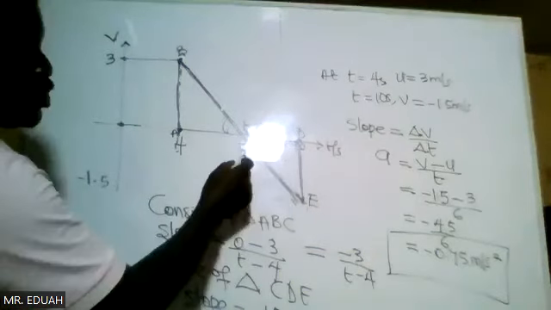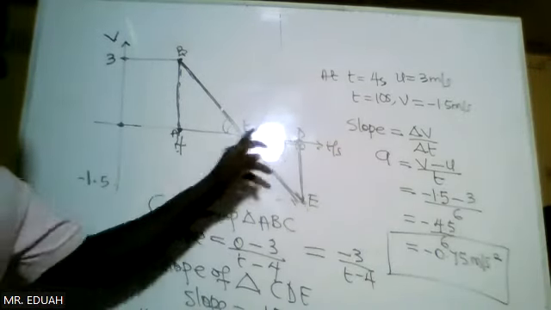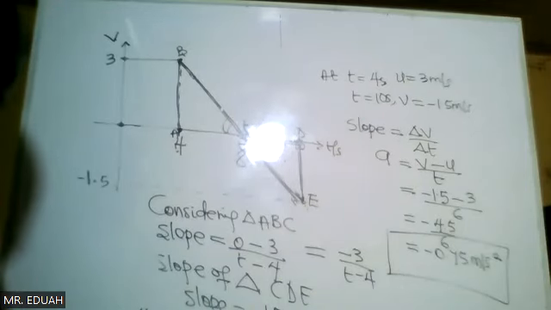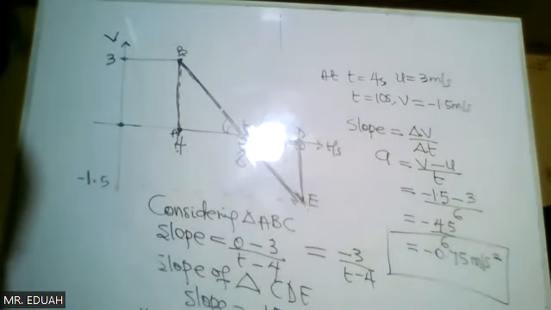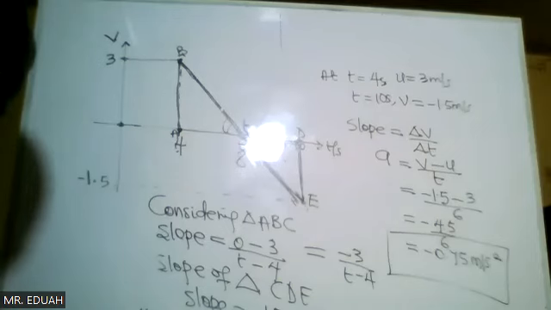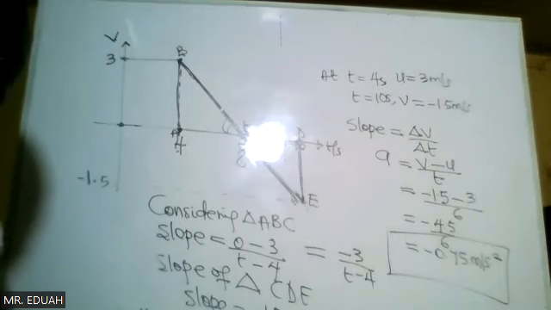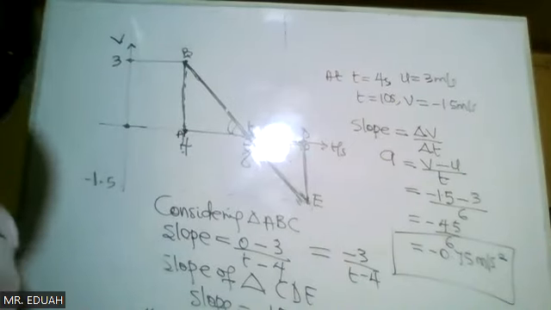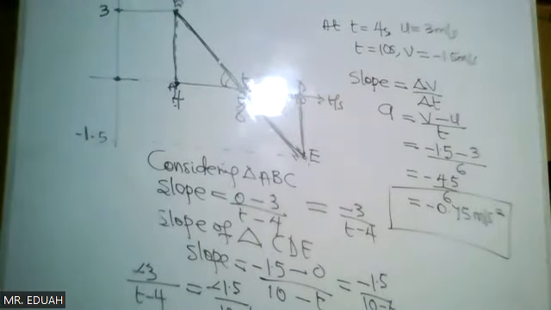What did you get for the slope of CDE? Slope of CDE. Nobody calculated for that. Lizzie, please. I got negative 0.75 meter per second squared.